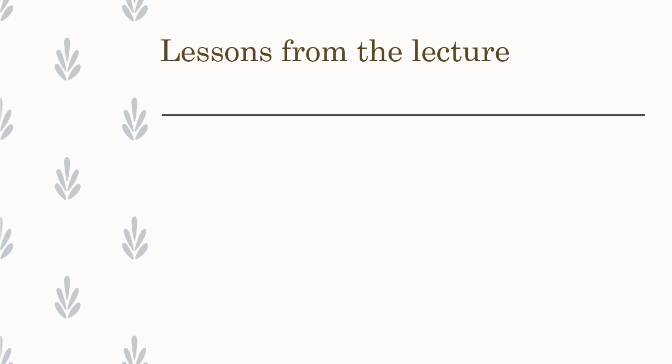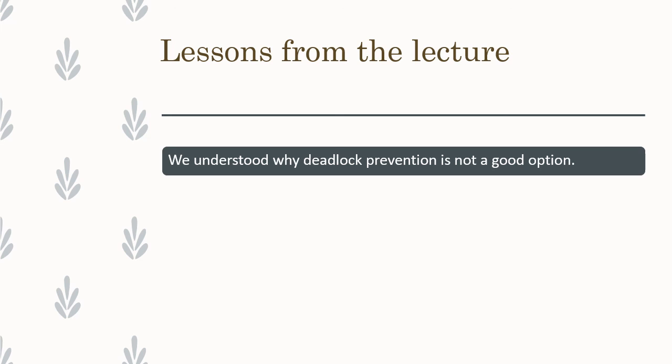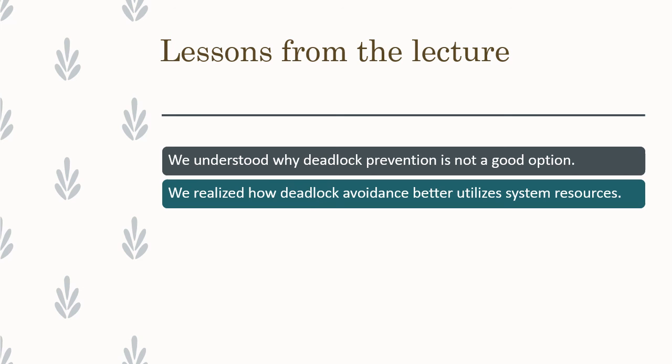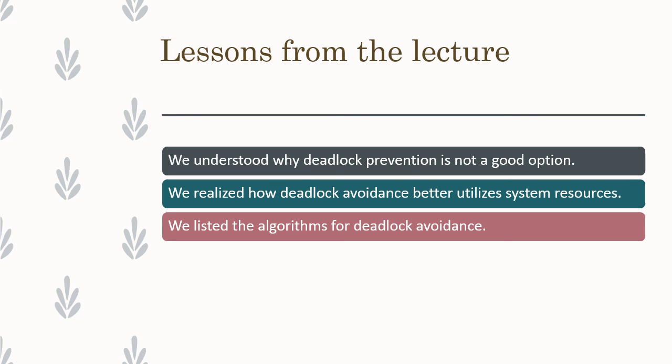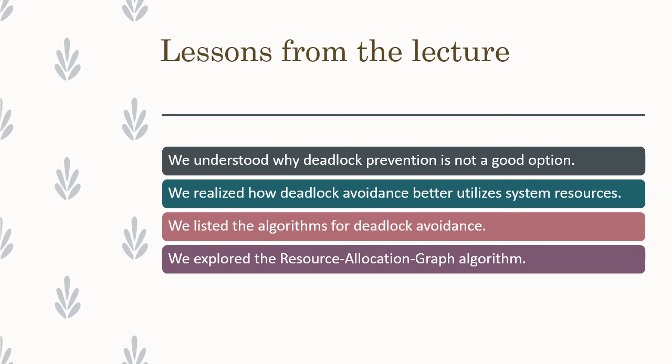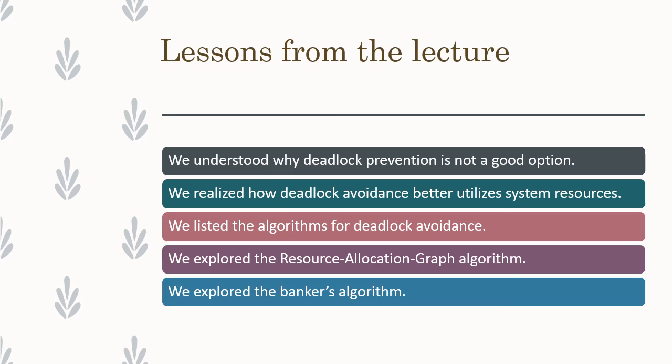In this lecture, we understood why deadlock prevention is not a good option. We realized how deadlock avoidance better utilizes system resources. We listed the algorithms for deadlock avoidance. We explored the resource allocation graph algorithm and we explored the banker's algorithm.